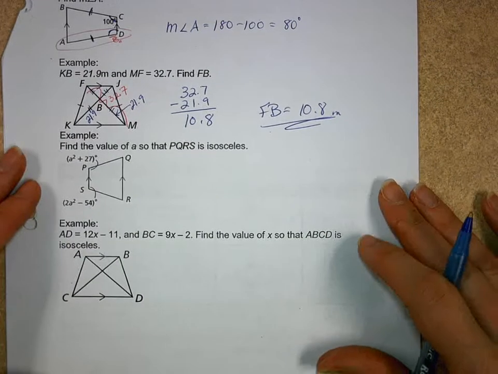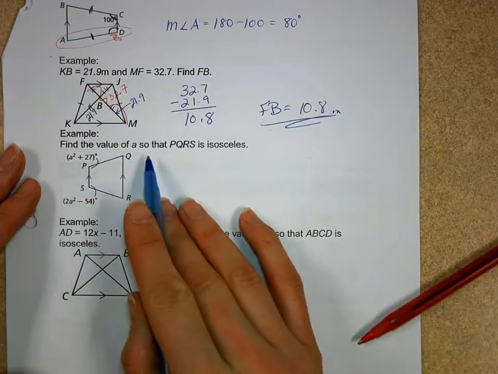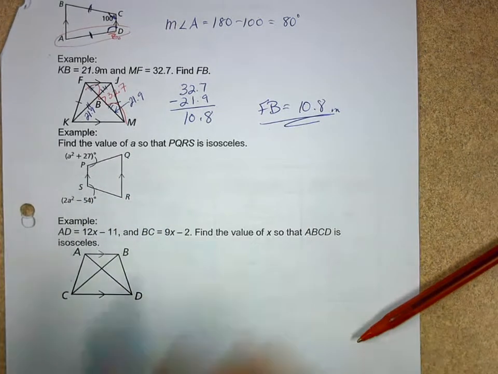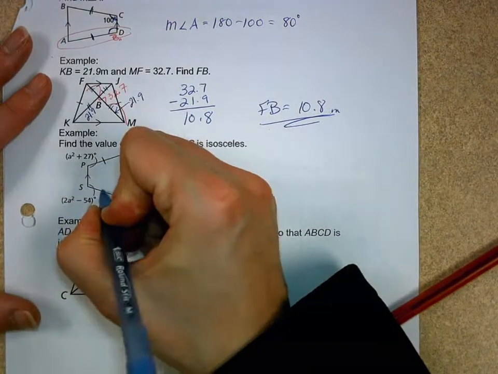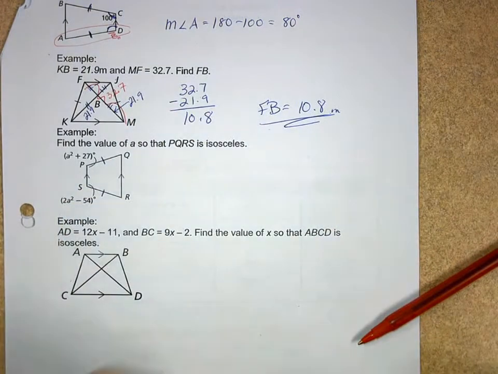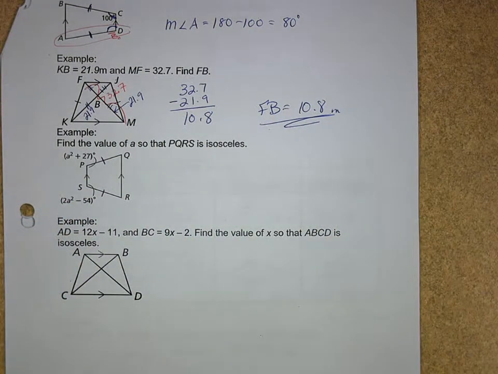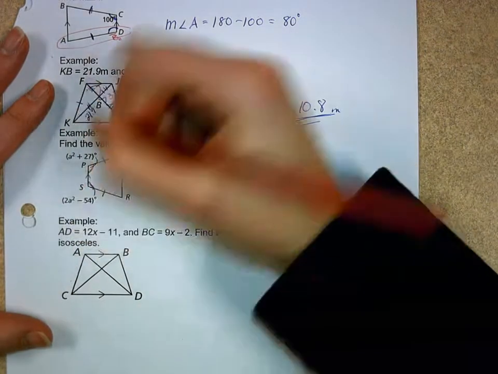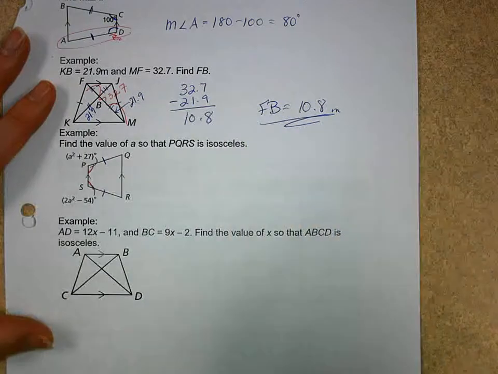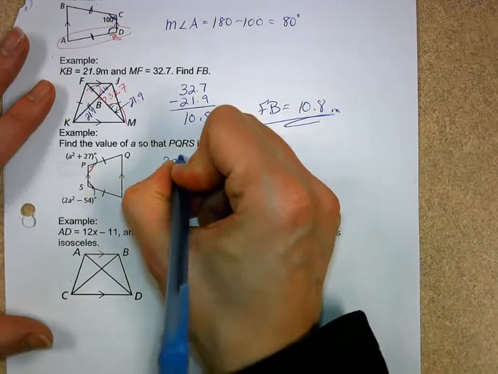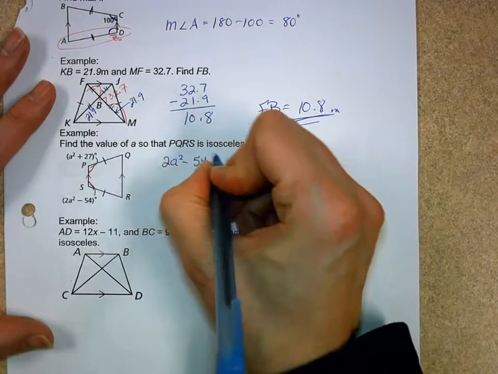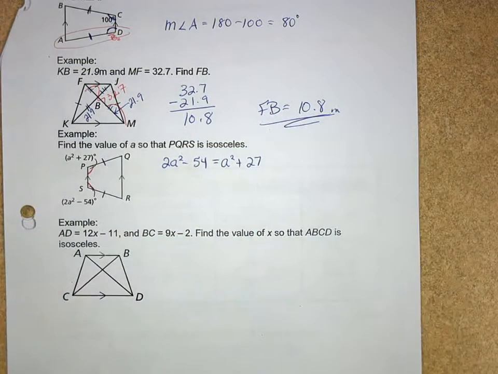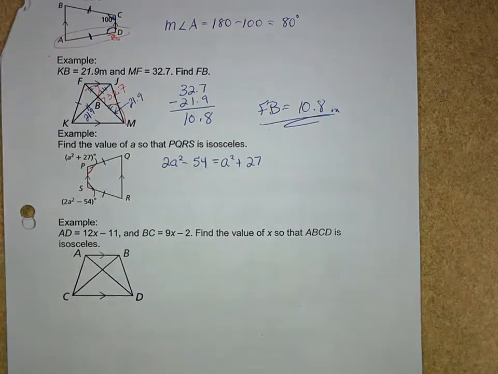So on this next one right here, it says find the value of A, the variable, so that PQRS is isosceles. Well, if I want it to be isosceles, what do I know about base angles since this is working with angles? Base angles are congruent. So I'm going to set these two equal to each other. 2a squared minus 54 is equal to a squared plus 27. So I'm going to subtract a squared from both sides.